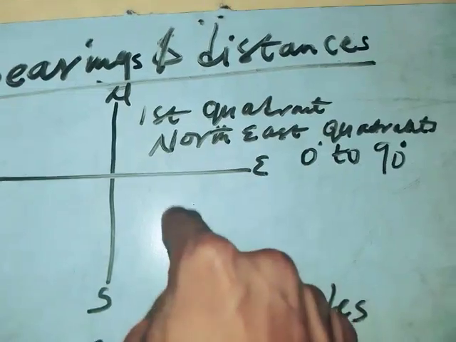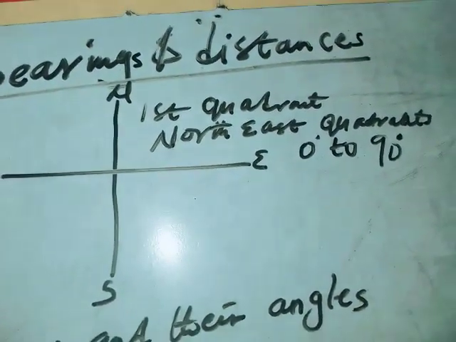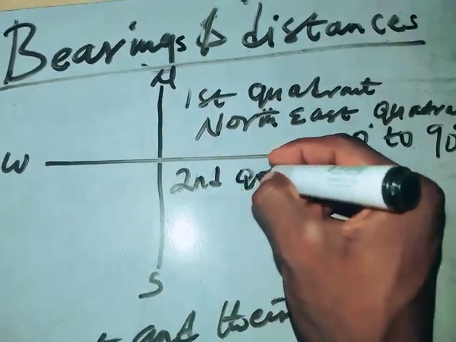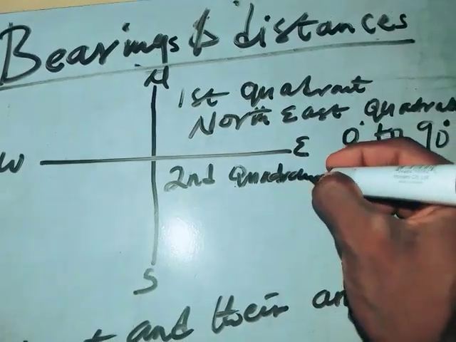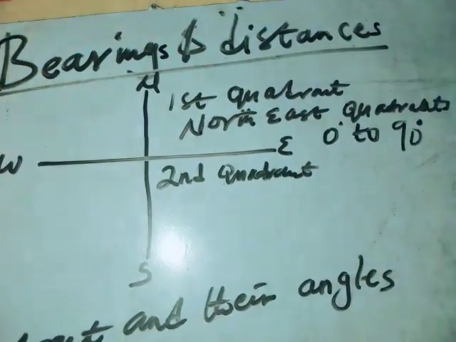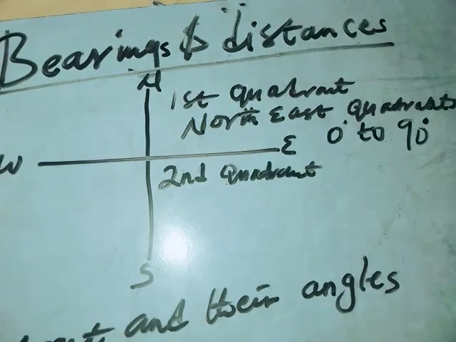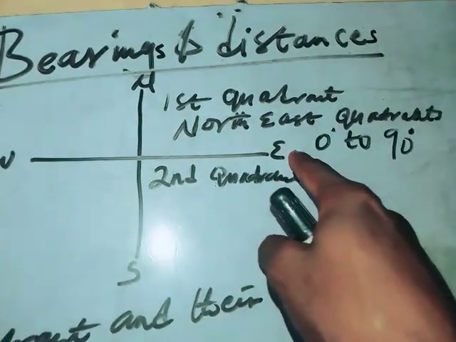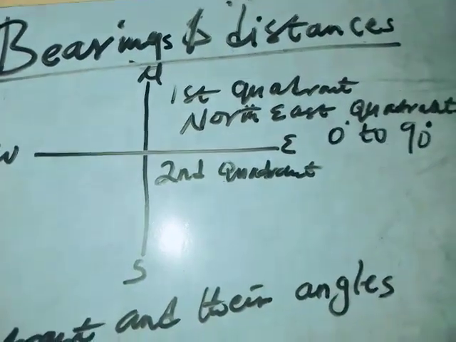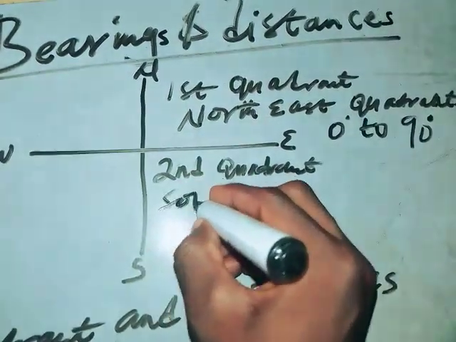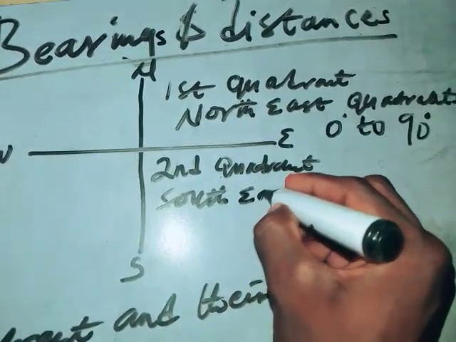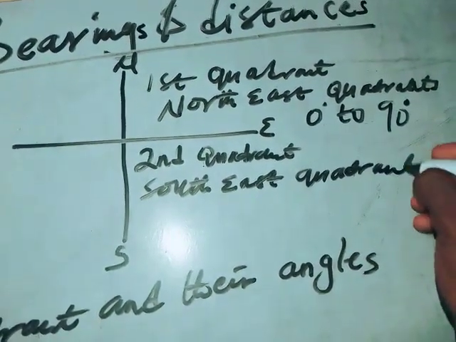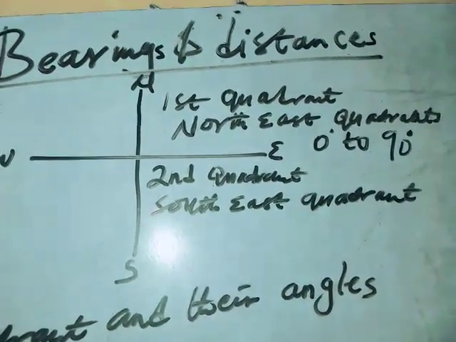Now this is called the second quadrant. This second quadrant is called the southeast quadrant. If you don't call it the second quadrant, you call it the southeast quadrant.